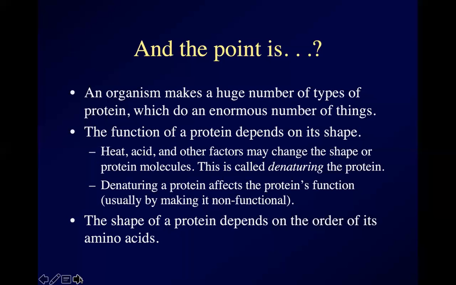And last but not least, your DNA carries the instructions for assembling a protein in a particular order of amino acids. If you inherit faulty instructions, you'll make a faulty protein, and that can cause all sorts of genetically inherited medical conditions and diseases.